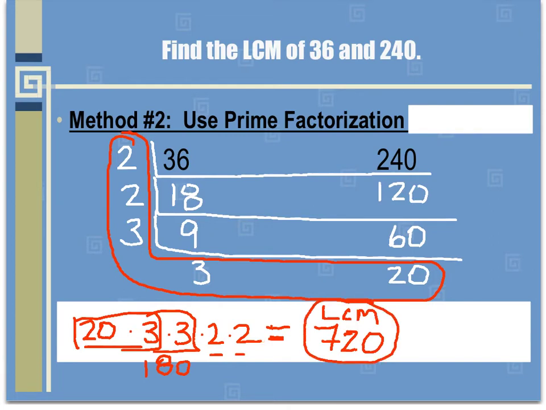As you can see, way shorter than listing out all those multiples. Imagine listing all the multiples, getting to 720 for both of these numbers, 36 and 240. That would take you a tremendous amount of time. Here I can clean it up, use prime factorization, and make myself have work that's a lot less.